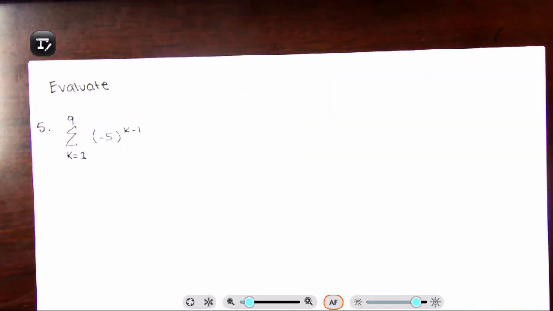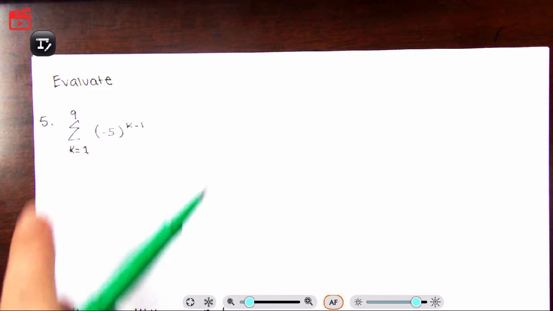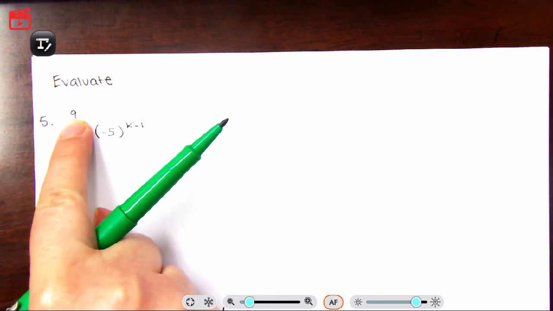All right, let's move on to example number 5. Number 5 is asking us to evaluate from the lower limit to the upper limit. Now, this does mean that we have a finite series, okay? And the way we know the infinite versus the finite in summation notation is because we have a term on top.